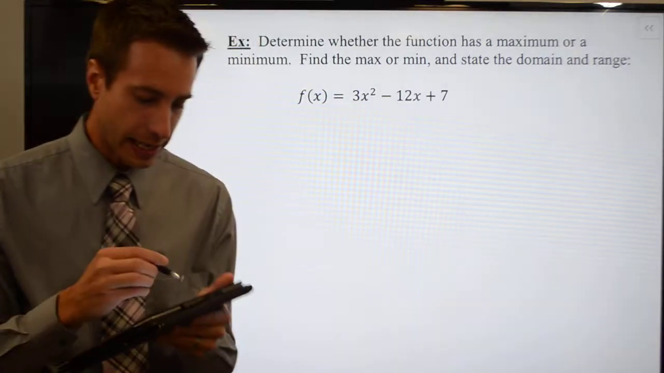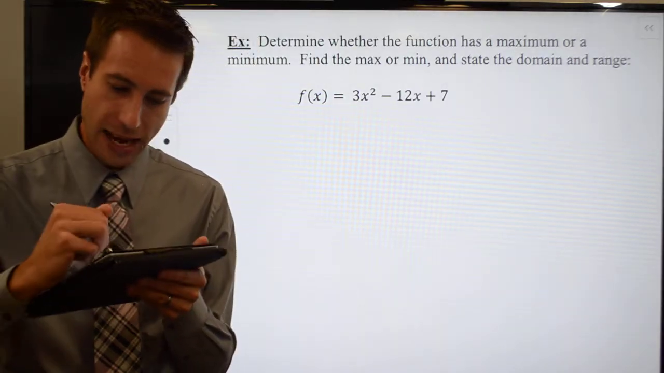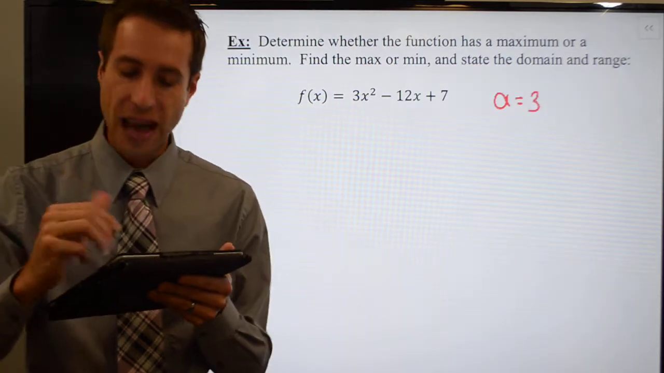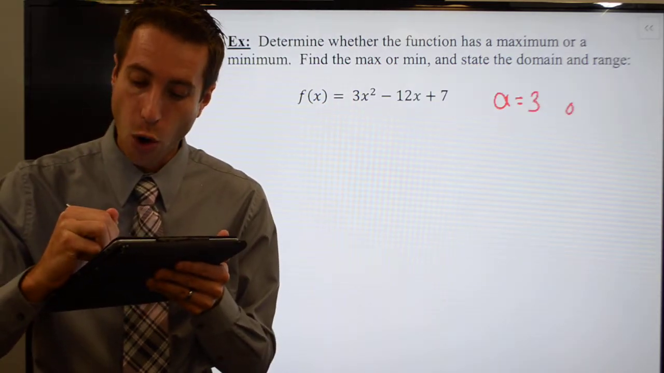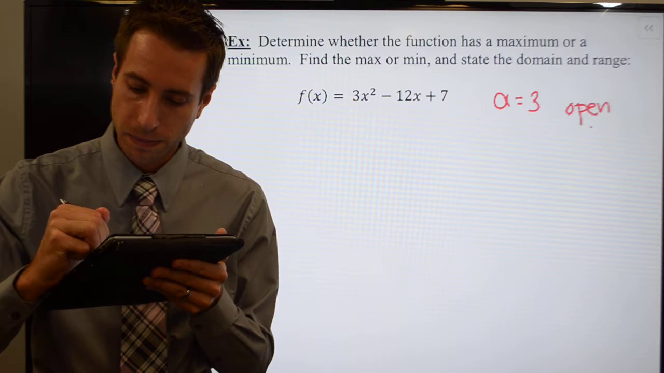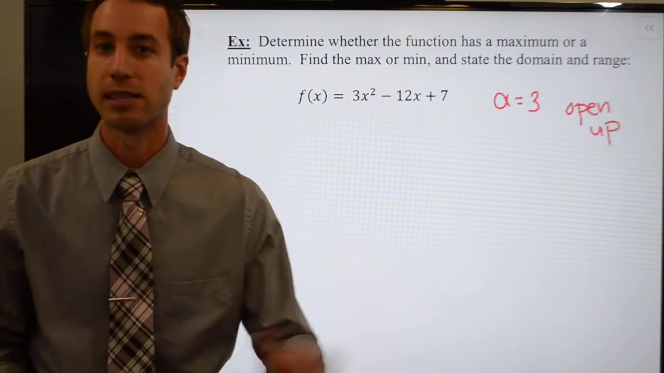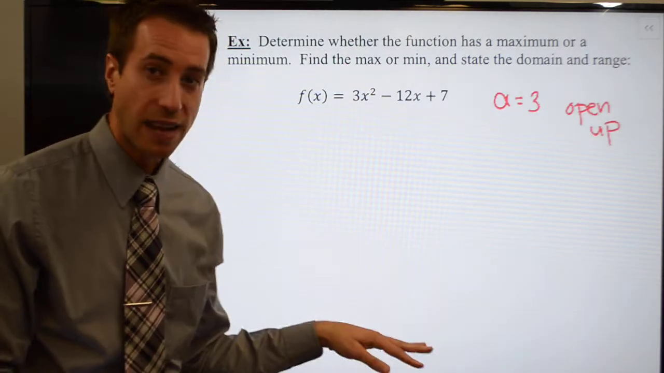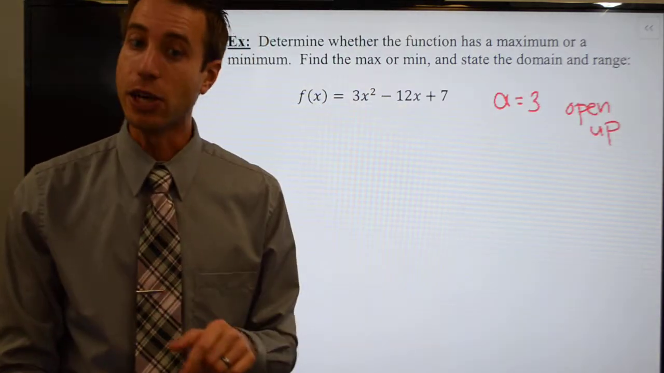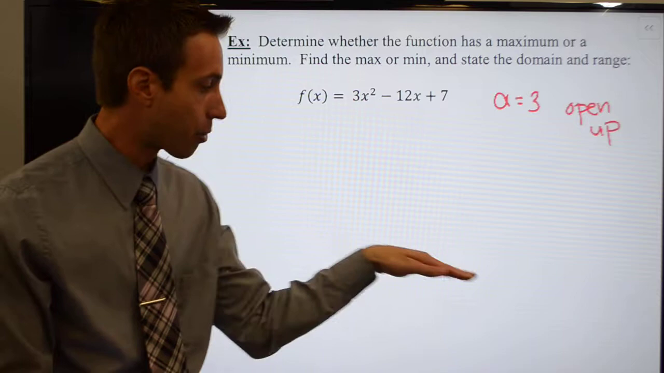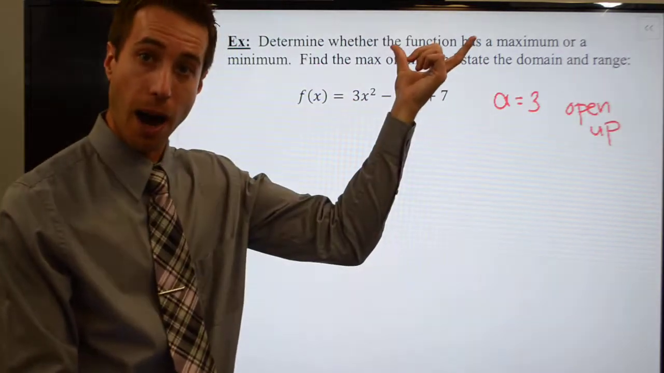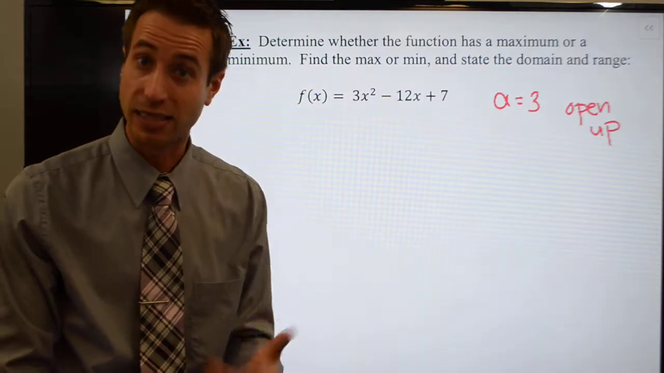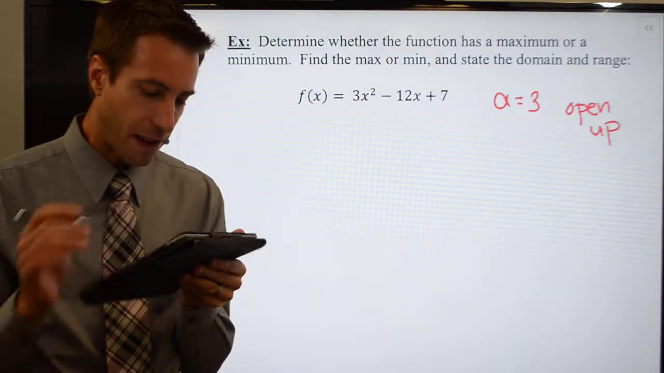Here's my quadratic. Let's start off with this. I know that A is equal to a +3. That means that my parabola is going to open up. Right? If A is positive, the parabola opens up. Now here's what that means. Once I find my vertex, I know that if I plot my vertex and my graph opens up, my vertex is going to be the lowest point. It's going to be a minimum. Let's go ahead and find that vertex.